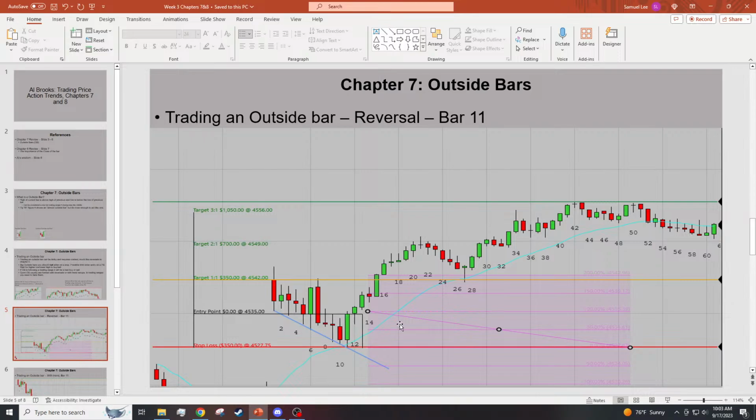So what can you do? I measured this. You could not have gotten in on a limit order here, but you can buy 1 tick above bar 12, or you could buy the close of bar 11 because there are targets above. Either one is fine. And you can go for 1-to-1s, 2-to-1s. Eventually you did get a 3-to-1, but it just depends on how long you want to hold this.